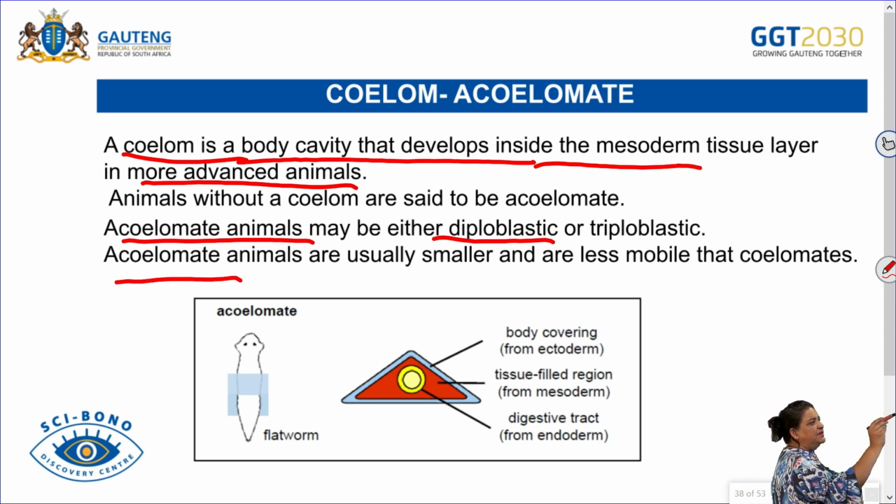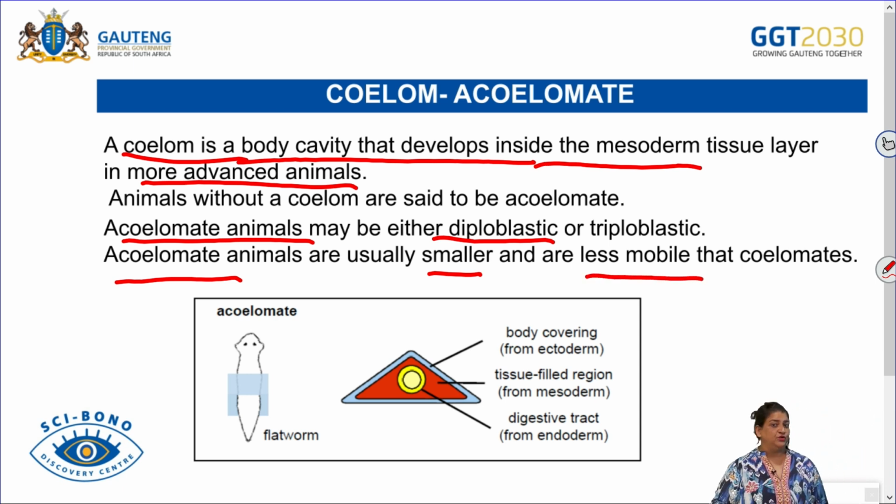Right. Acoelomate animals are smaller and less mobile. That means they don't move around too much. Okay, so an animal without a coelom doesn't have a proper skeleton, so locomotion is very limited. And they don't have a coelom that acts as a hydrostatic skeleton. Therefore, they are smaller and less mobile.